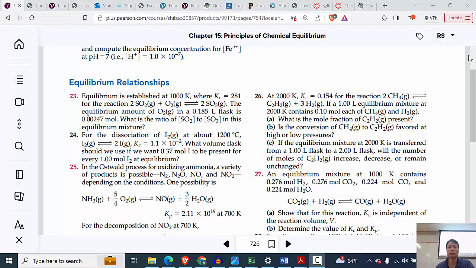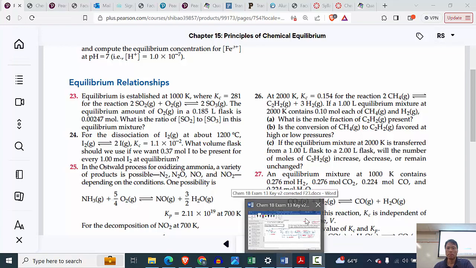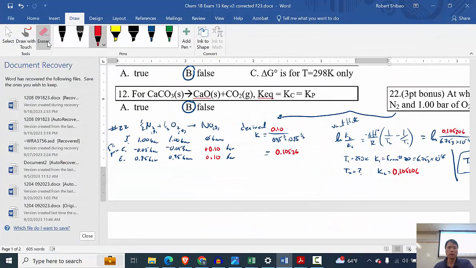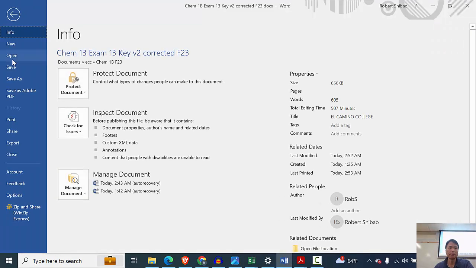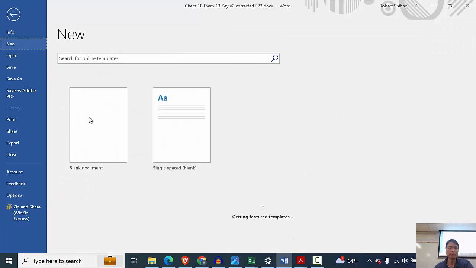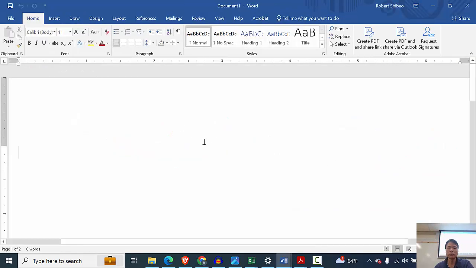Yes. All right. I did post the key yesterday, but I noticed I had to correct some errors I made. So I fixed the key. It's posted on there. It should say corrected.